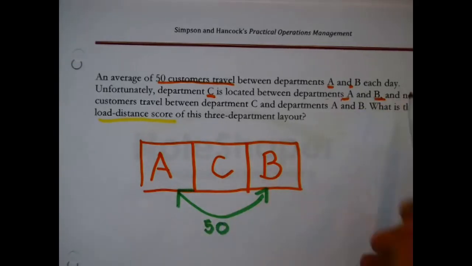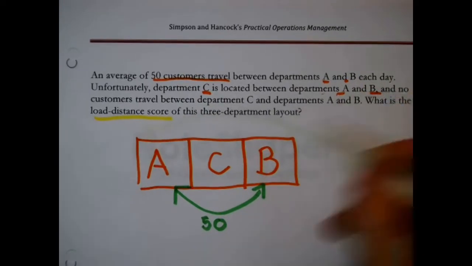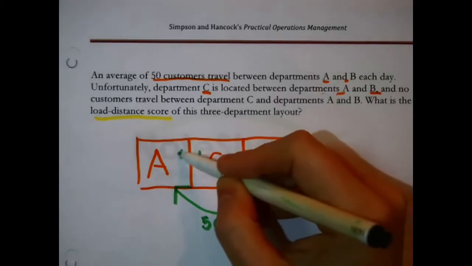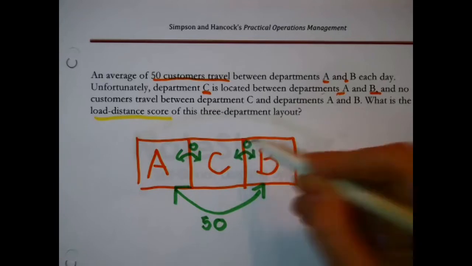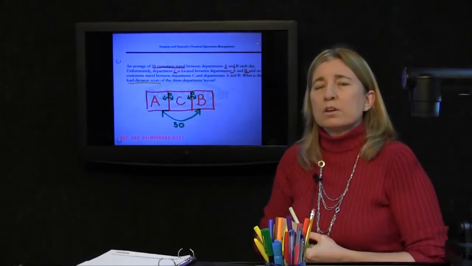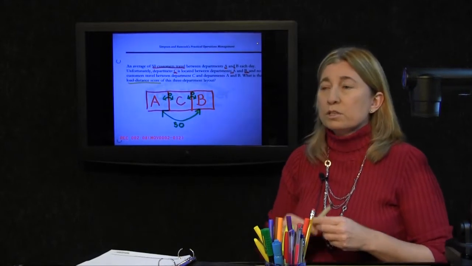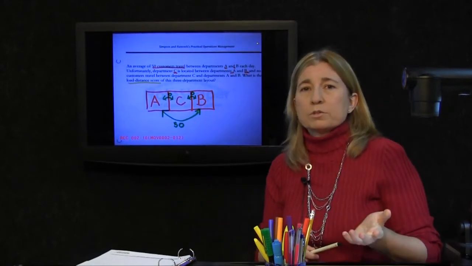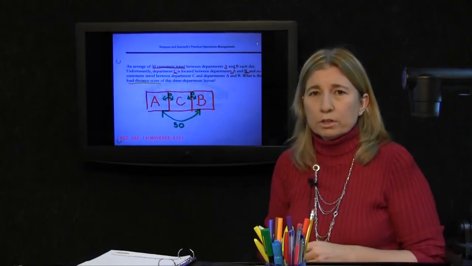Travel between these 2 departments each day. I mean, you don't really have to draw this, but you could. No customers travel from here to here. And no customers travel from here to here. In this particular problem, the number of customers traveling is essentially the load. Load distance means multiply the load times the distance for every possible connection within the layout.